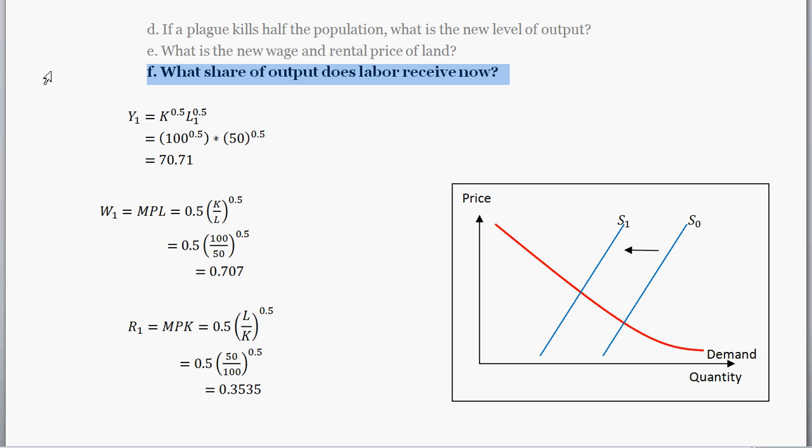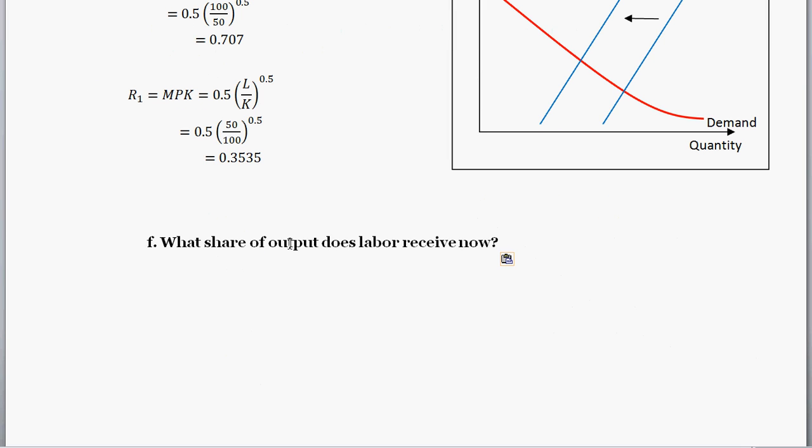What share of output does labor receive now? So in the previous video, the one just before this, I walked through 2 ways to solve it. So I'll do the second way in a second. I'll do the kind of longer, slightly more tedious way first. Okay. So what share of output does labor receive? So what's the share of output?